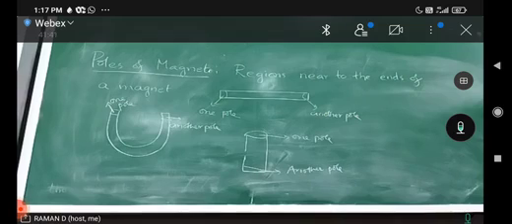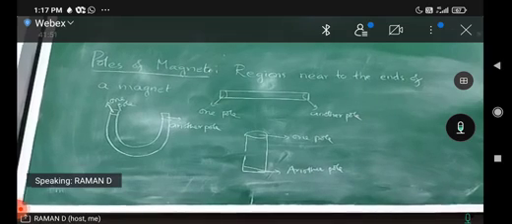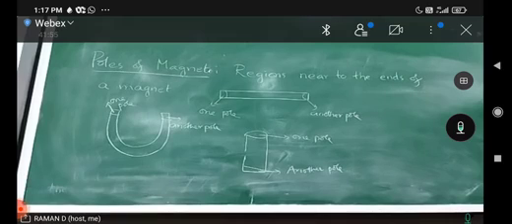I have drawn three different shaped magnets. One is bar magnet, one is horseshoe magnet, another one is cylindrical magnet. So for all of them, there are two regions near to their ends. So those regions are known as poles of the magnet.